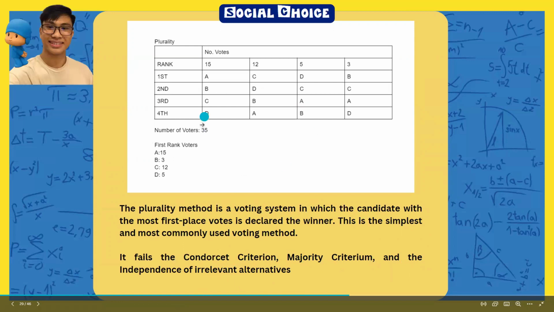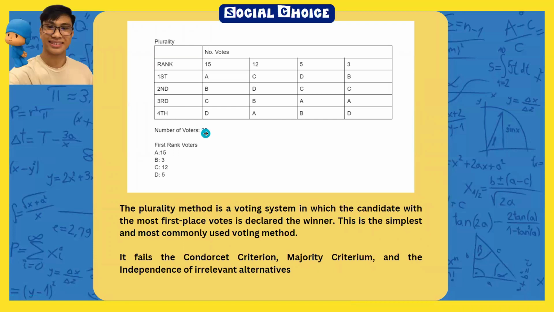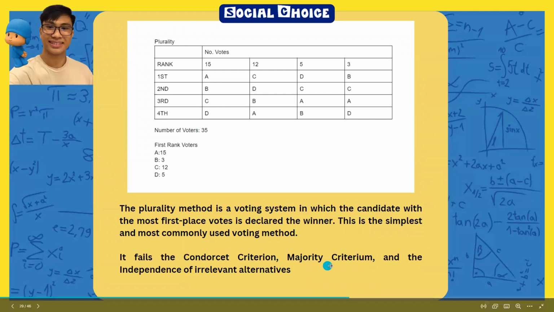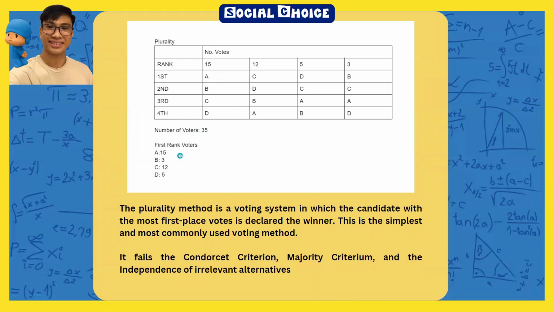So tingnan muna natin dito, di ba? So makikita natin na sa plurality, pinakamaraming votes na first place si A. So siya yung mananalo. So bakit daw natatalo sa majority criterion? Kasi yung 15 naman, hindi naman siya more than 50% ng 35. Tapos, ano kaya yung Condorcet criterion?